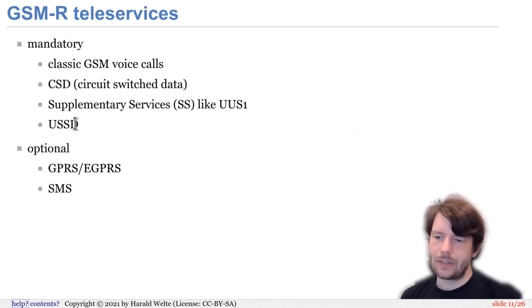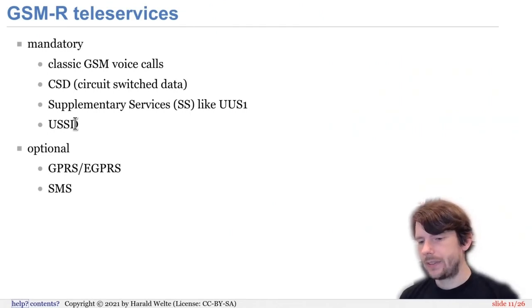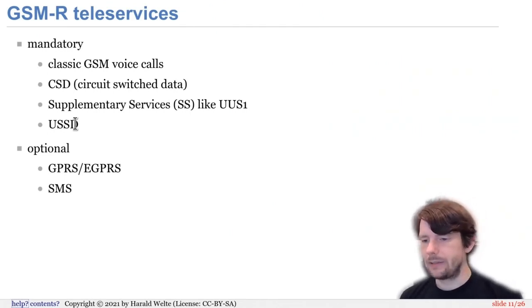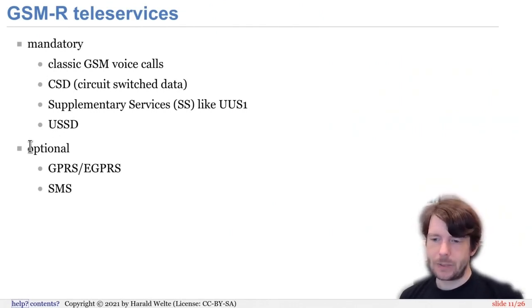And USSD is also a mandatory service within GSM-R, because it's used, we will get back later to that, when functional addressing is configured. Interestingly, optional is GPRS, eGPRS. I mean, it's not required. All of this works in the circuit switch domain. And as I mentioned, SMS is also optional.